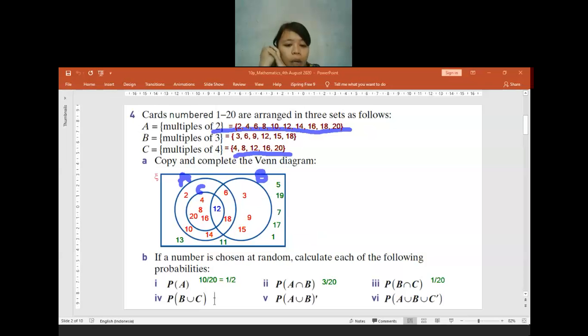How many members are there in B union C? Someone said 8, someone said 10. B union C: we combine whatever numbers are inside the circle C and also all the numbers inside the circle B. So the numbers will be 4, 8, 20, 16, 12, 6, 18, 3, 9, 15. So in total there are 10 members. So it will be 10 out of 20, which equals 1 per 2.